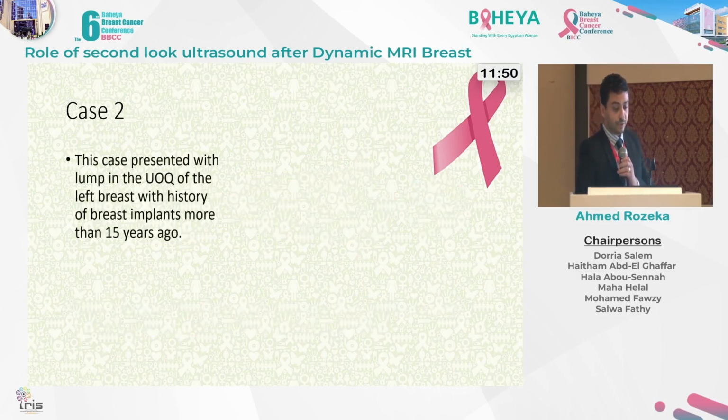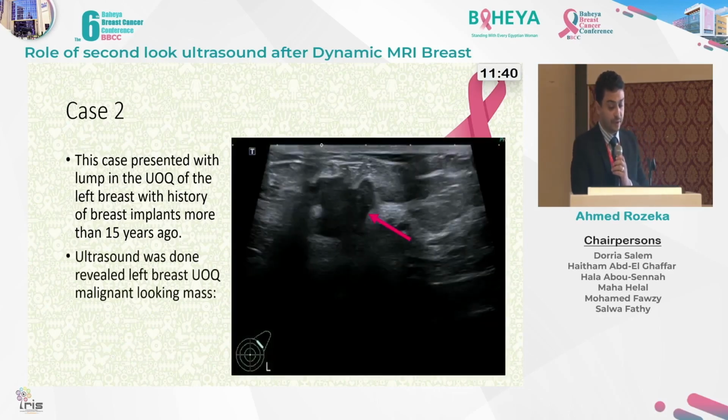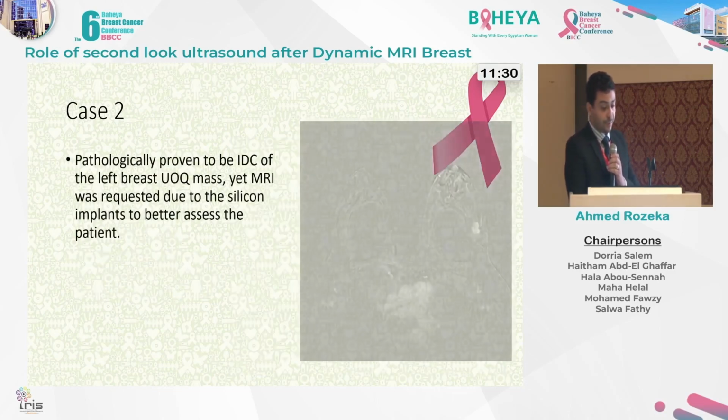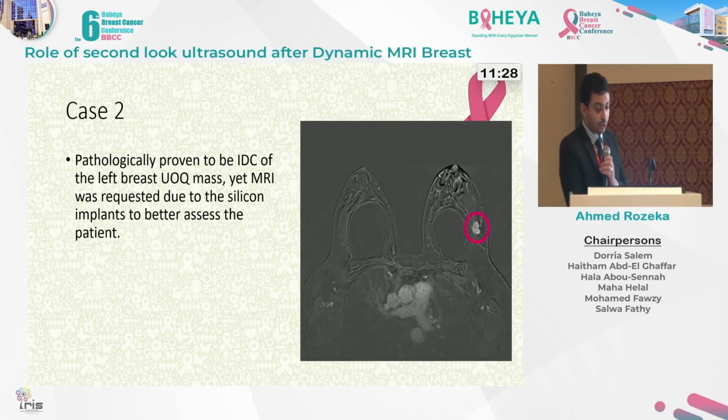Case number 2. This case presented with a lump in the upper outer quadrant of the left breast, and she gave us a history that she had implants placed 15 years ago in her breasts. We proceeded to an ultrasound as her initial imaging because she was uncomfortable with the mammography, and it was pathologically proven to be invasive duct carcinoma. We performed an MRI to further evaluate the patient because of her implants.